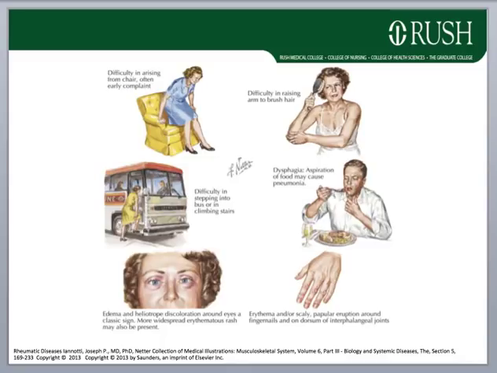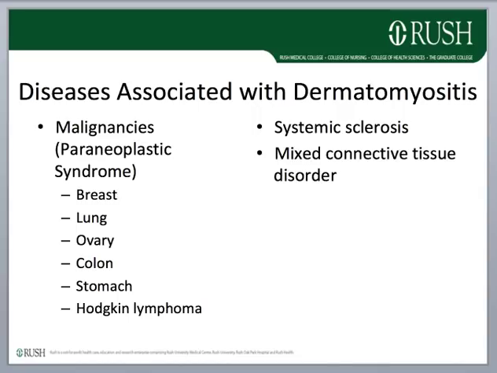This slide just illustrates some of the signs and symptoms that can be seen with polymyositis and dermatomyositis. It's important to note a variety of secondary causes of dermatomyositis, particularly associated with malignancies, in which these are a paraneoplastic syndrome, as well as association with other autoimmune diseases, particularly systemic sclerosis.